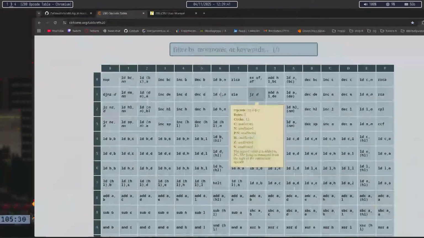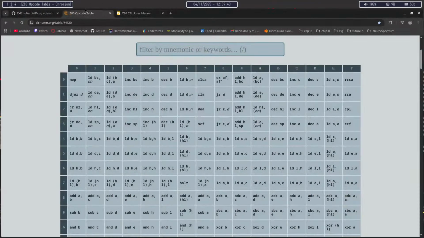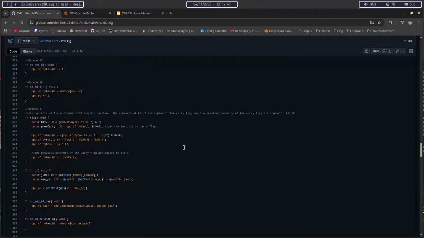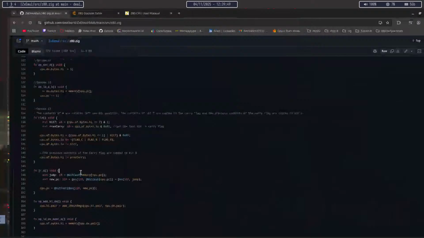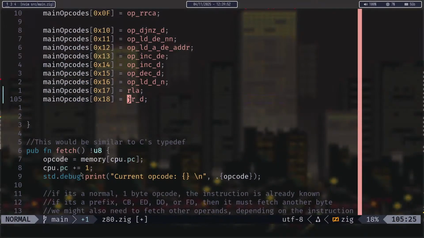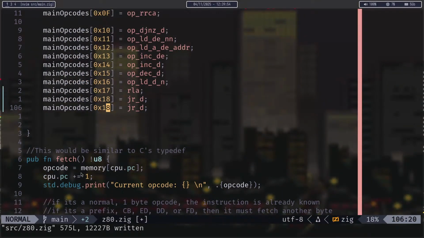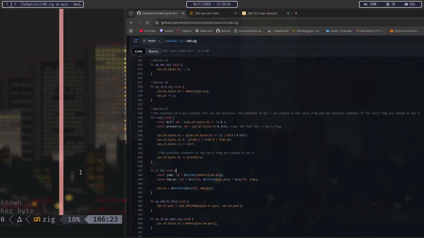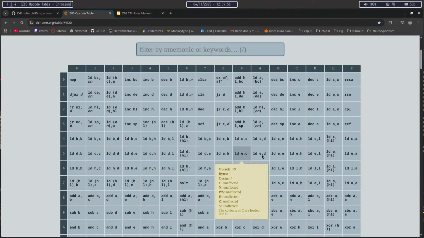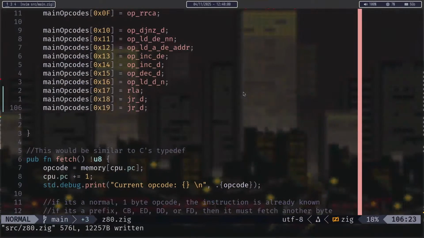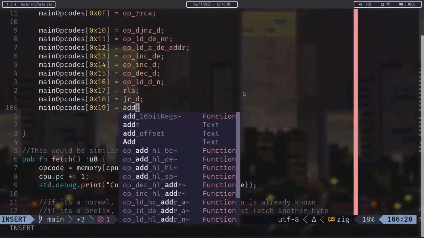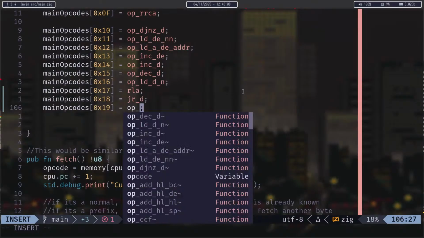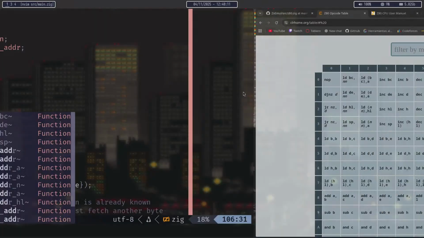Do I not have this? The fuck? Hold on. Yeah, D. Yeah. Jump D. Oh, is it just jump D? Or why might I have to change that? Should be add HL D.